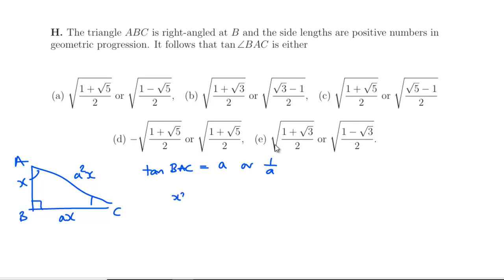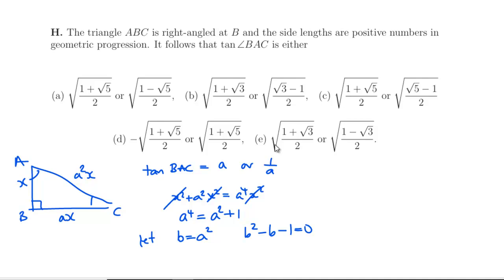Okay. And we also know that if we square these things up and add them, we're going to have x squared plus a squared x squared equals a to the 4 x squared. So get rid of all those x squareds. We've got a to the 4 is equal to a squared plus 1. So let b equal a squared. We've got b squared minus b minus 1 is equal to 0.